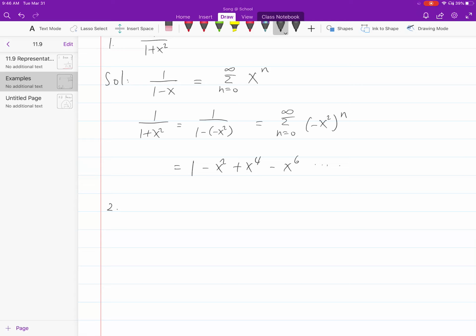Let's try another example. That one is already good. Now let's change things a little bit. If I do this, you just take this part, make it minus x squared, put this into x, and the formula is done. Now let's take this one, but let's change the top to be 3.